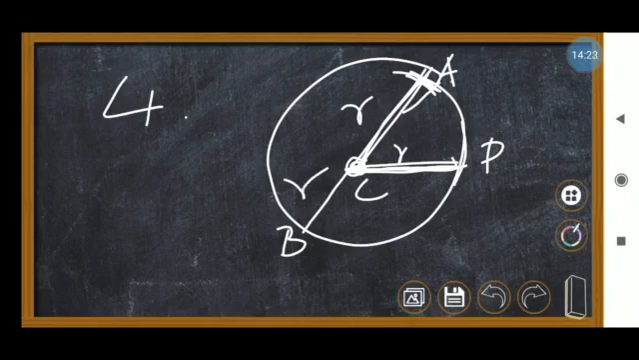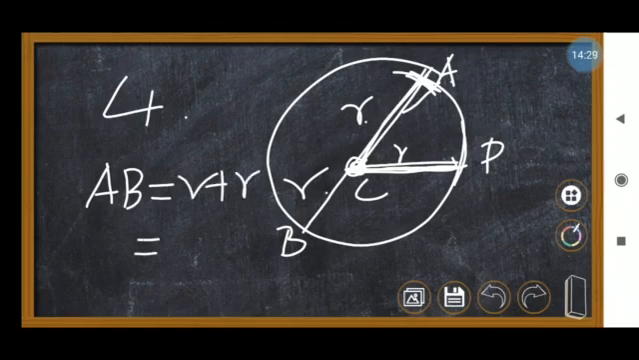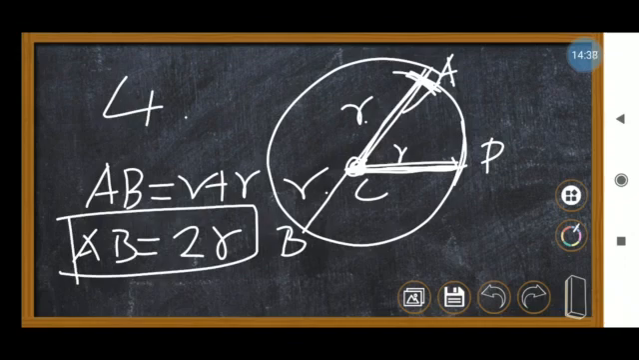So AB we can write in terms of R: AB is equal to R plus R. R plus R means 2R. Okay, this is the AB value. So to mention the AB value in terms of R, we have to write it this way.